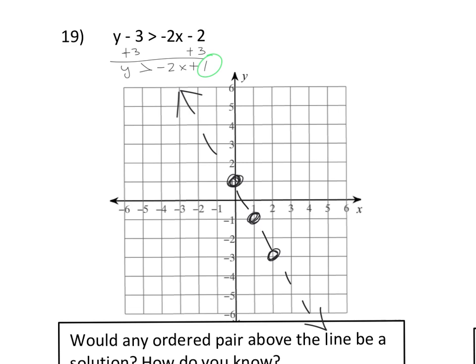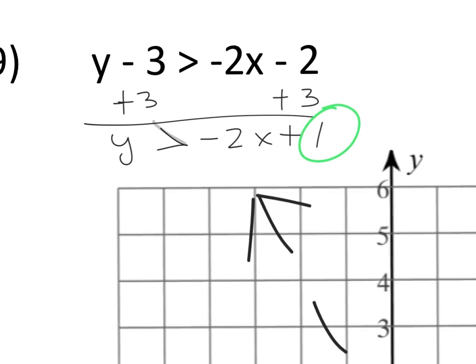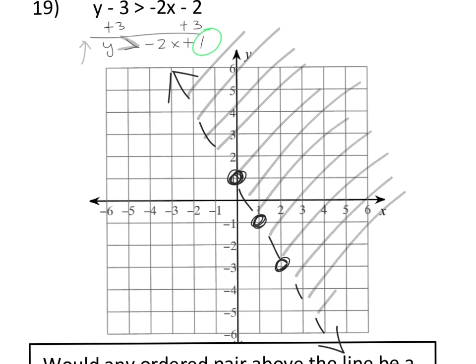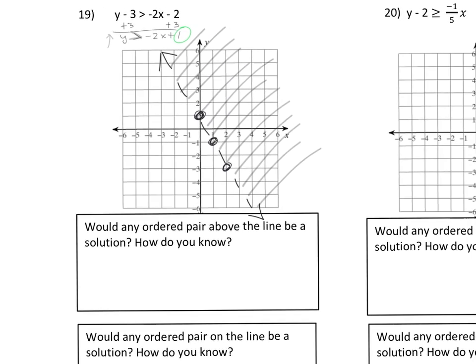Now I need to decide, am I going to shade up or am I going to shade down? So if I look at my inequality, y is greater than the line. All of the numbers on the y-axis that are bigger, of course, are up. So that means that I'm going to shade upwards. So in other words, all the possible solutions for that inequality are in this shaded region. I could pick any ordered pair in that shaded region, and it would be a possible solution to that inequality. So I believe I just answered that question.